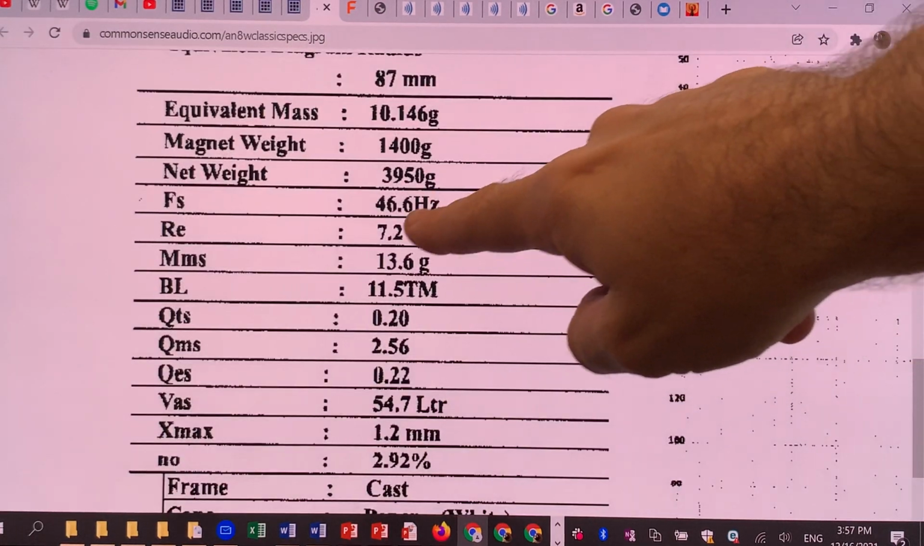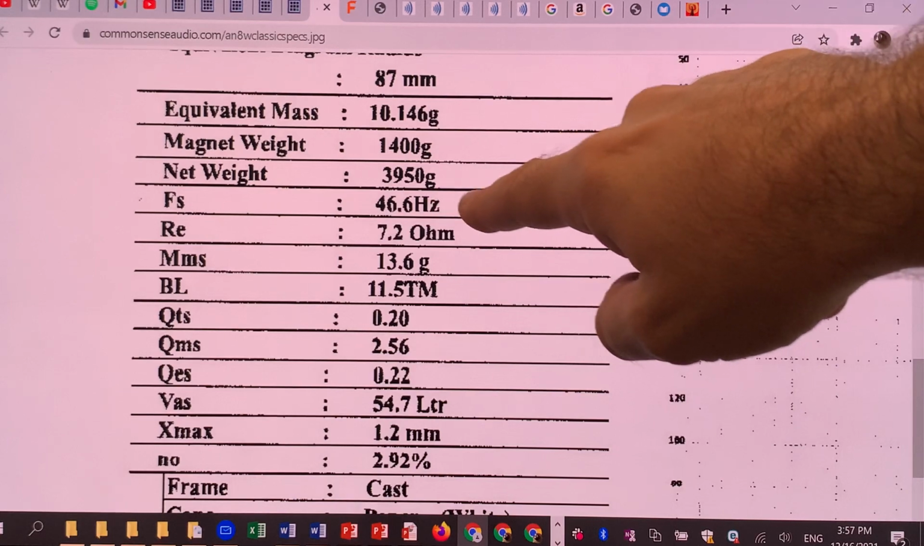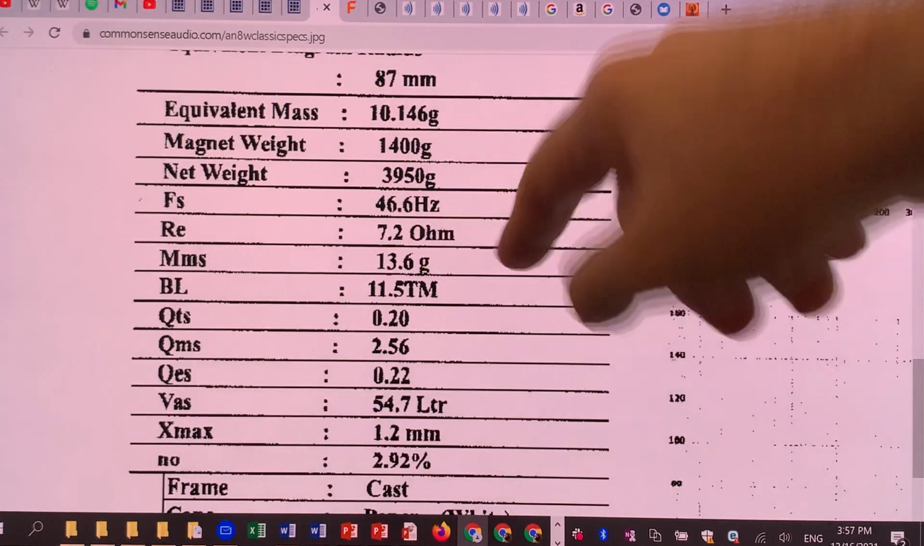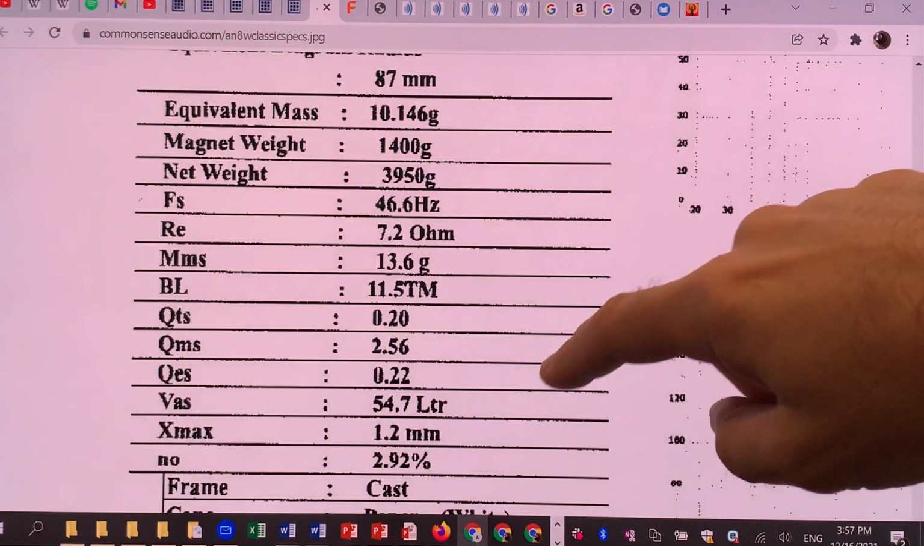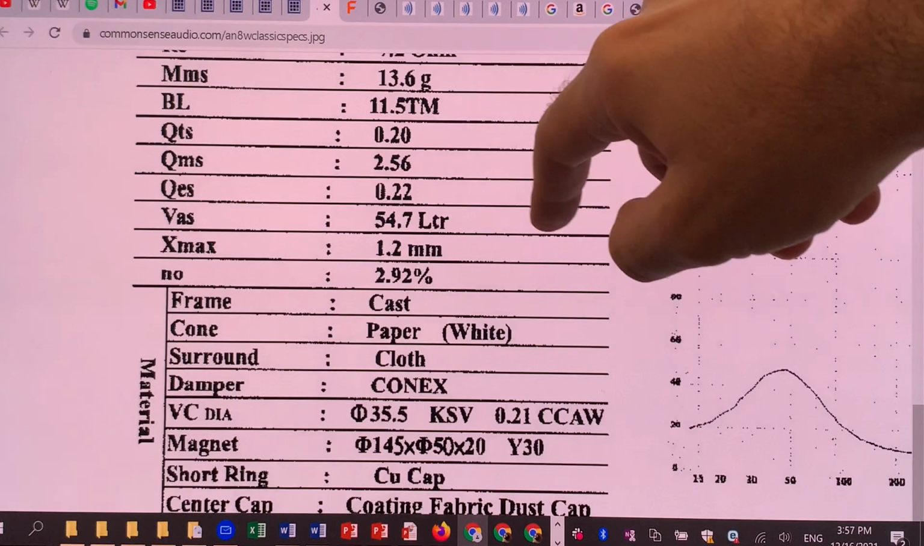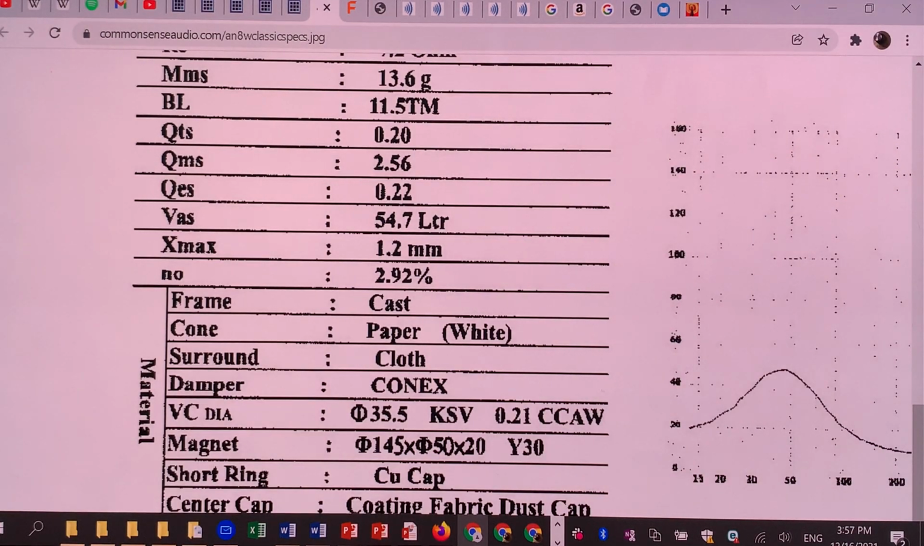And the Fs value and impedance are perfect to make it work with single ended triodes. And I would say that all of these properties, the Qts value, this is perfect to use in a void pipe cabinet. And also you can use it in a bass reflex cabinet.